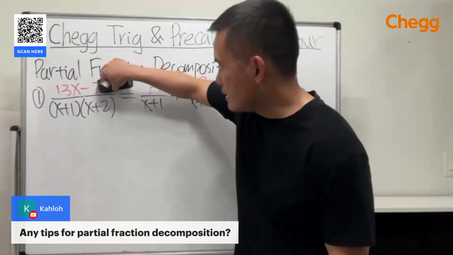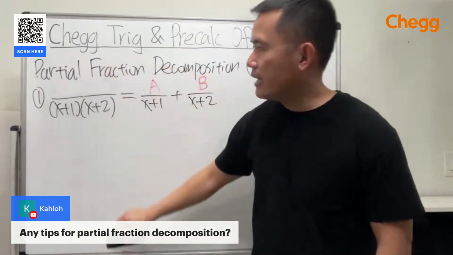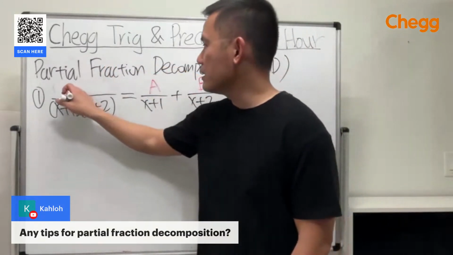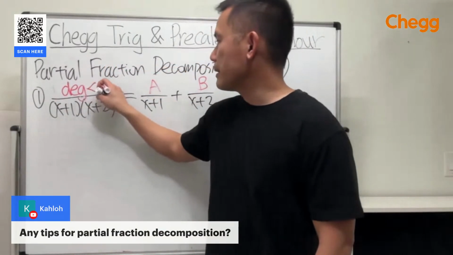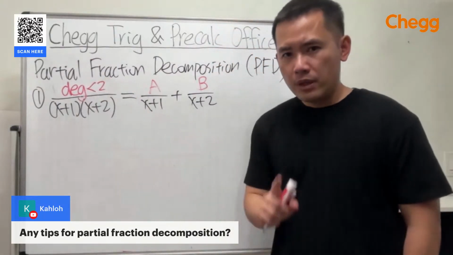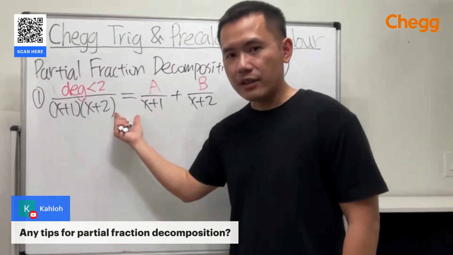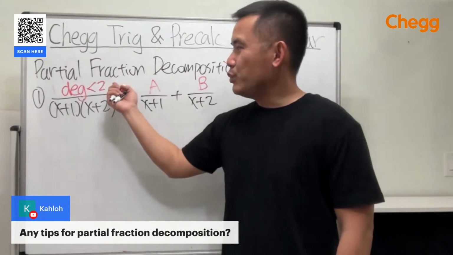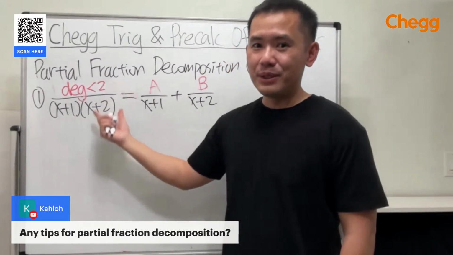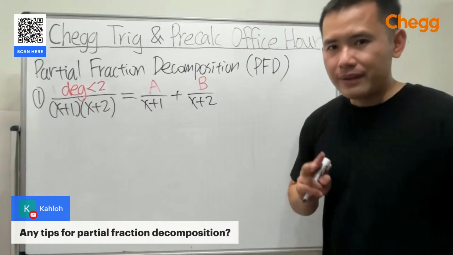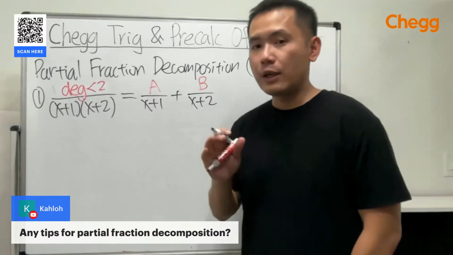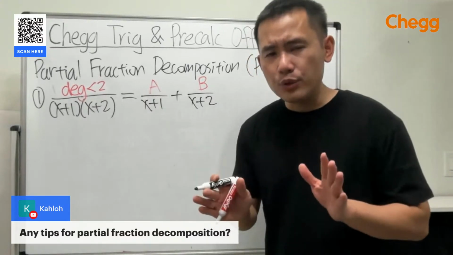I'm just going to erase this again. And I would just like to focus on telling you guys the degree on the top has to be less than 2. If you have another factor on the bottom, then the degree on the top has to be less than 3. Then you can do that. Now, the second case is when you have some quadratic factors that are not reducible.